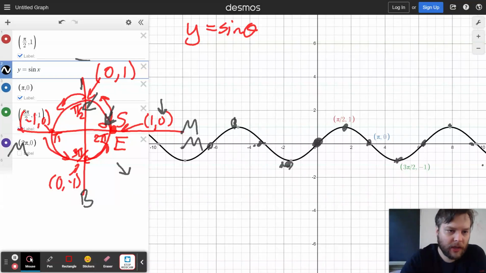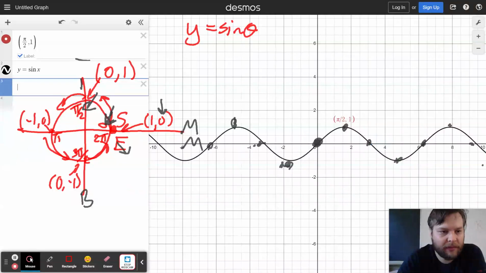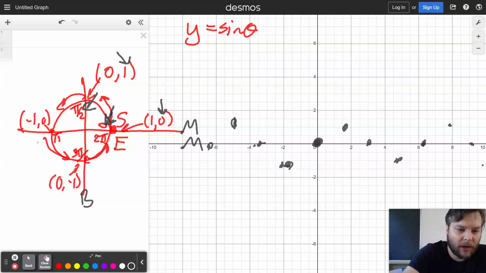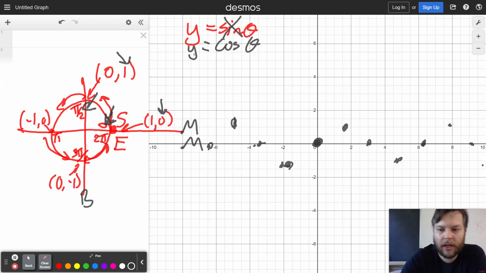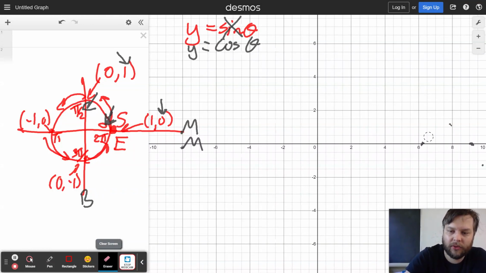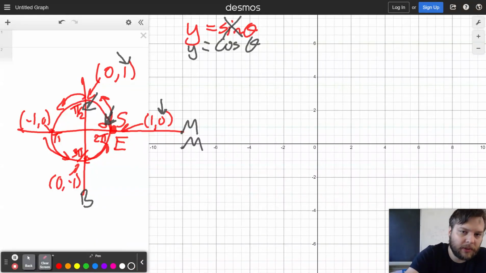Now, if I switch my perspective, I'm going to delete all of these points here because that's sine. If I switch my perspective and instead of rotating around and looking at the y coordinates, let's look instead at cosine of theta. Now, this is a little bit weird because cosine talks about the x coordinates on the unit circle. But when I draw the graph of cosine, what I'm saying is y is equal to the x coordinate on the unit circle.